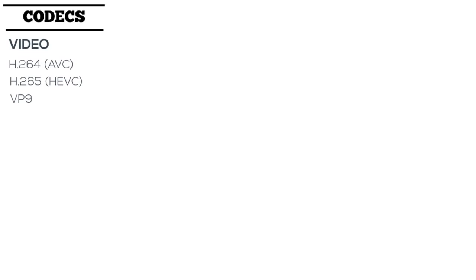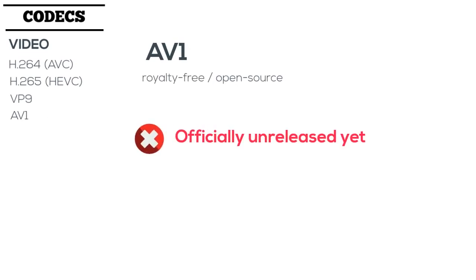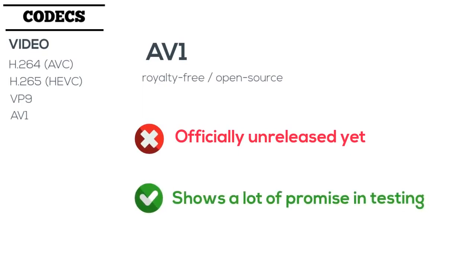A new royalty-free codec called AV1 is currently in development. Although it is still officially unreleased, people who have started to use it say it shows a lot of promise. If you want to learn more, check out the link in our description.